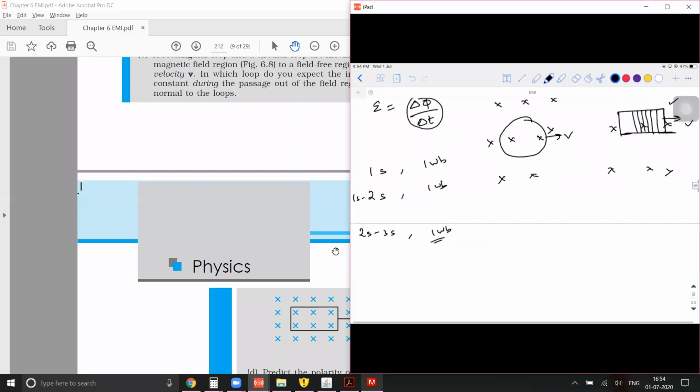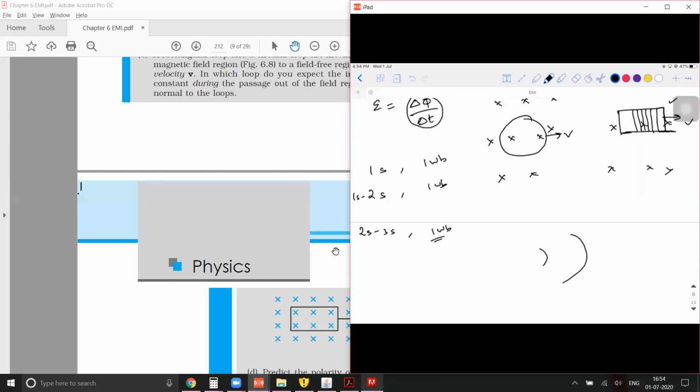Whereas what will happen with respect to the area? If in the first second this much part is coming out, in the second this much part will come out. The area of this and this cannot be matched. It will not be in linear proportion because of pi r square. You guys are able to understand?